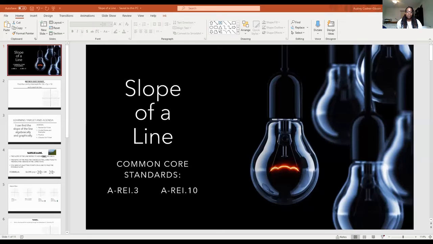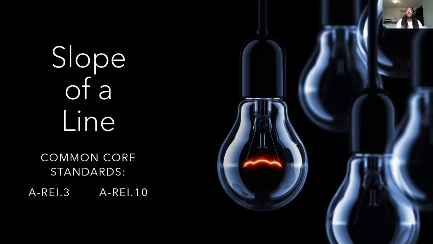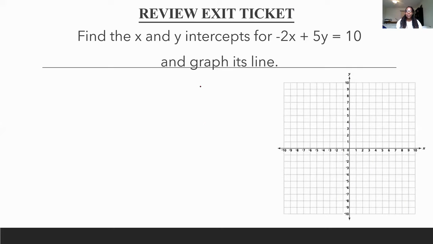As you notice, we're looking at the slope of the line. I love doing slope, and a lot of people will say, meh. But anyway, slope of a line, we're looking at the Common Core standards of AREI point 3 and AREI point 10. Before we touch on that, let's look at our exit ticket that we did last time when we were finding the X and Y intercepts to help us graph our line.